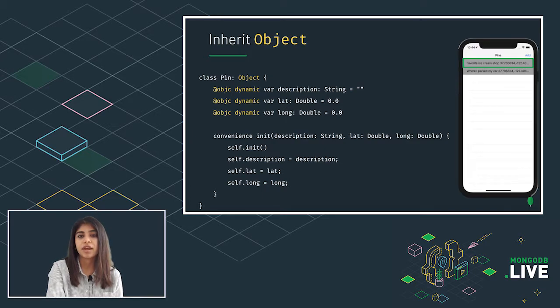The next thing we'll do is we'll inherit the object class for whatever object we've defined and would like to store. In this case, this is a simple pin object which consists of a string and 2 doubles. I've also added the Objective-C attribute to the object so it can be accessible from the underlying database, which is a Swift-specific detail to keep in mind.